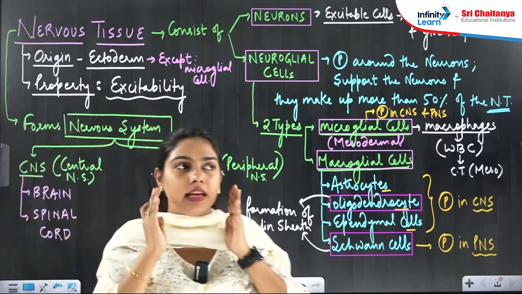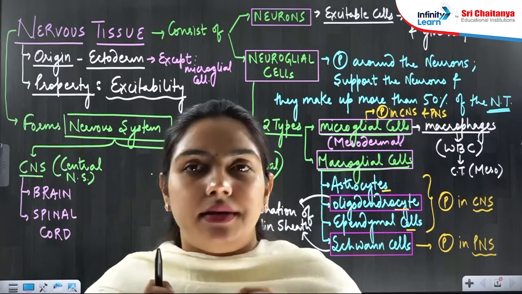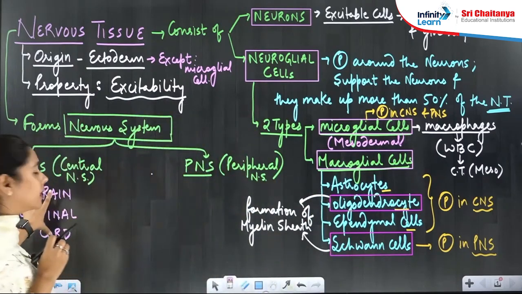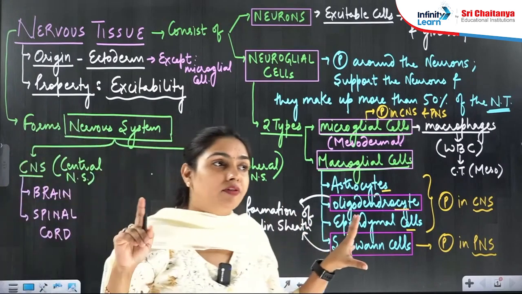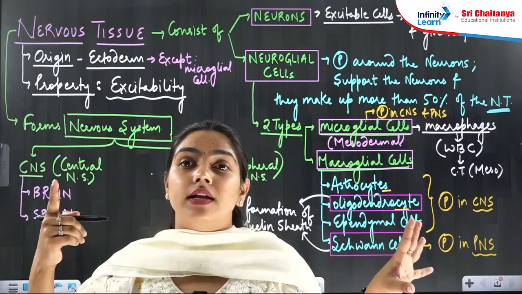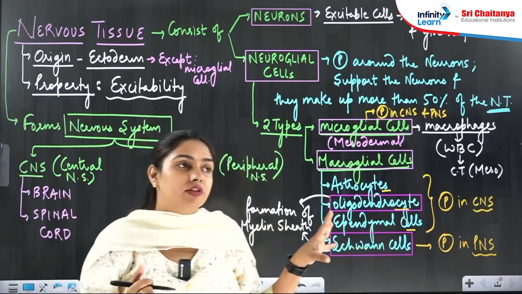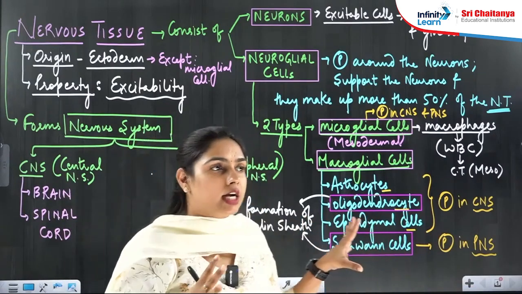Brain and spinal cord are in the center. We are not going to see the details of brain and spinal cord here. There is a different chapter for that, the neural control and coordination chapter, which is a chapter of human physiology. Once you come there, we will study it.